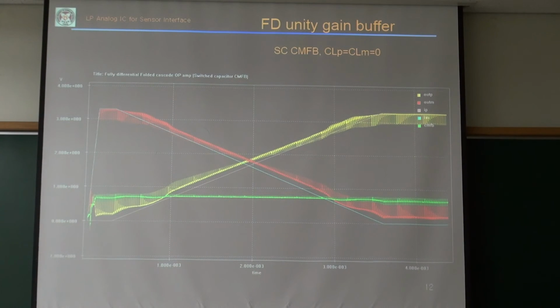With the switched capacitor filter, I got some problem. See, this is input, this is output. This is CMFB voltage. I have some shift here, right? My output voltage increased a little bit. I suspect it may be a charge injection problem of a switch. Okay.